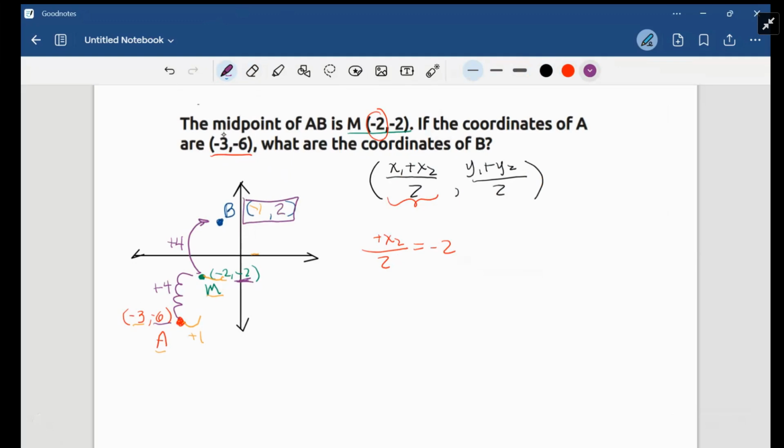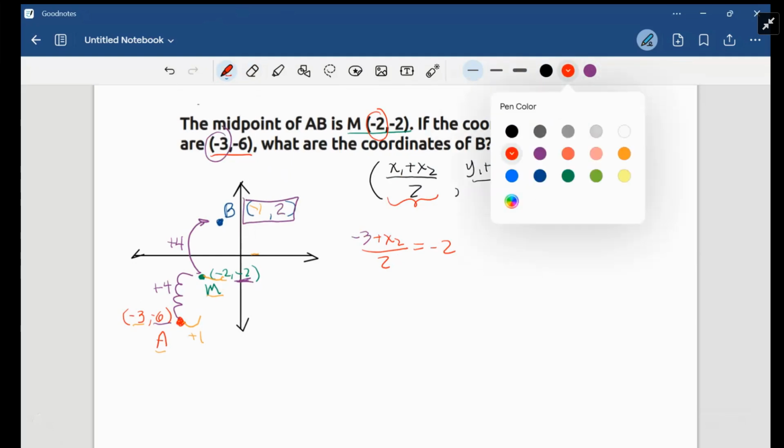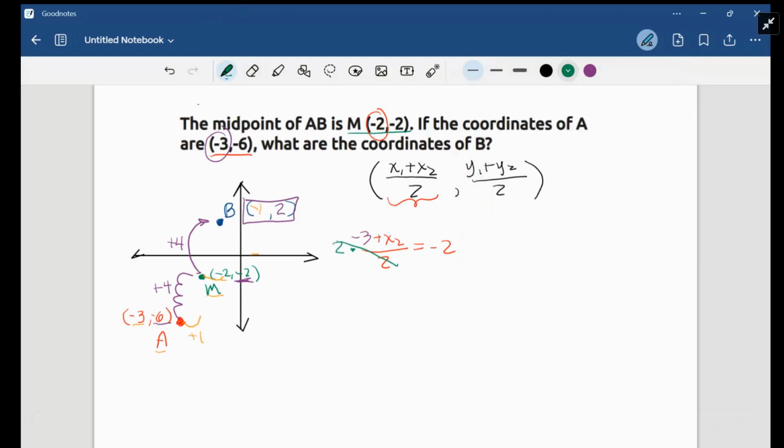We do know that one of the X values of the endpoints is -3, and then we're just going to use a little bit of algebra to solve. So we'll multiply both sides by 2 to cancel out that 2. And then we'll add 3 to both sides to get the X value of that other endpoint, B, is -1.